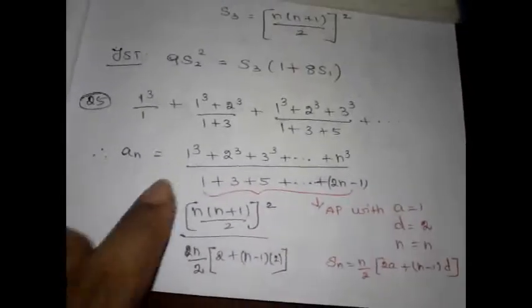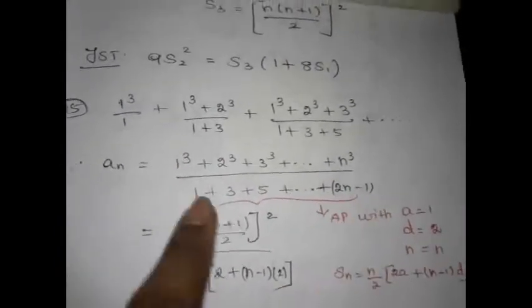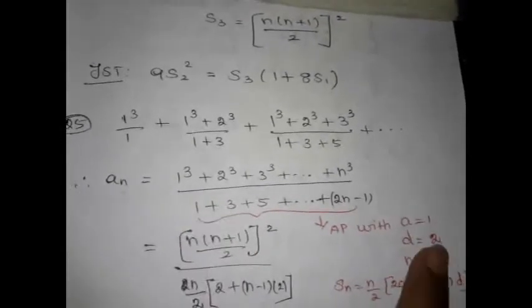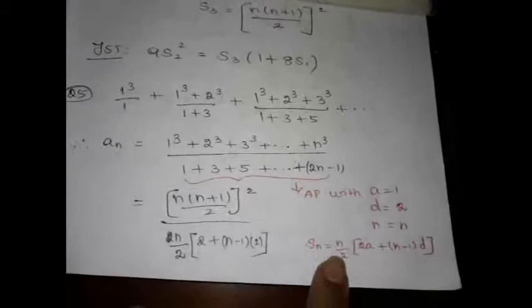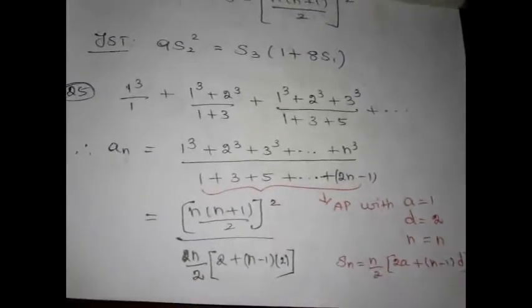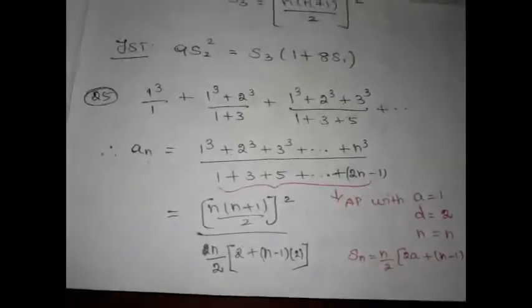And if you analyze the numerator, we know the formula. The denominator is clearly an AP, right? With first term 1 and common difference 2 and number of terms n. We know the Sn formula. Substitute, simplify it, you will get what your an is. Once you know your an, you can very well find your Sn.